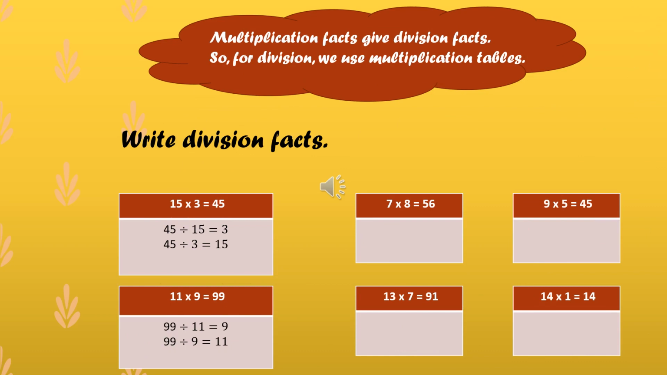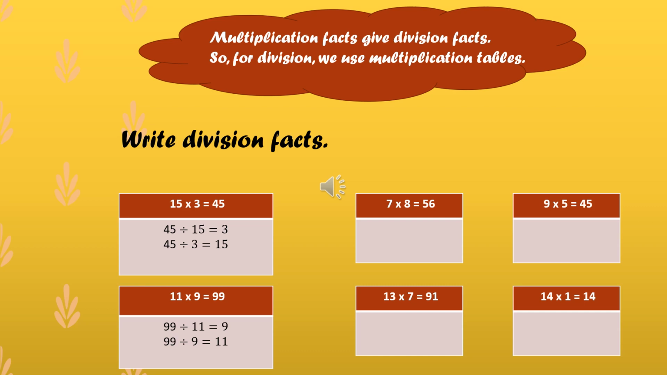So, now children, let's see how to solve the questions of finding division facts. I told you that multiplication facts give division facts, right? So, for division, we use multiplication tables. So, first example we have 15 multiplied by 3 equals 45. So it is a multiplication fact, right? So 15 and 3 are the factors of 45. You have already learned in your previous chapter of multiplication that these are the factors of 45 in this way.